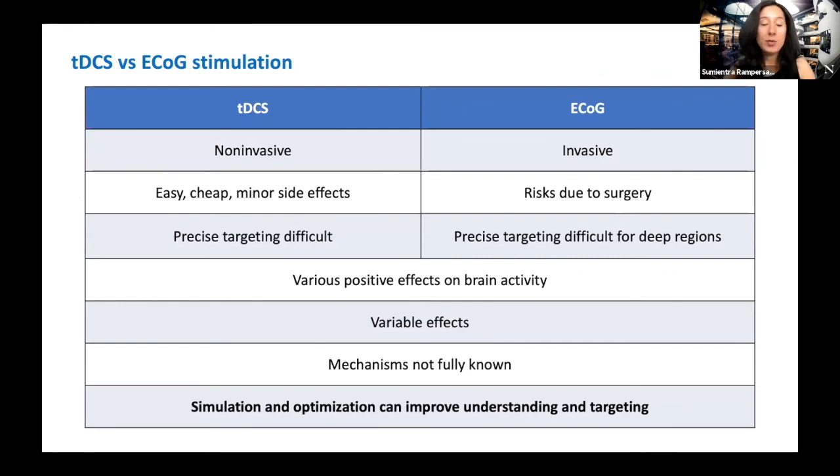And the main differences between these two techniques is that ECOG is invasive, has a lot of risks compared to non-invasive TDCS, and it being invasive, it is of course much more accurate in targeting. And then in similarities, both have a lot of different positive effects on brain activity, but those effects are very variable and the mechanisms are not fully known. So simulation and optimization can improve our understanding of these techniques and hopefully improve the targeting that we use in experiments.